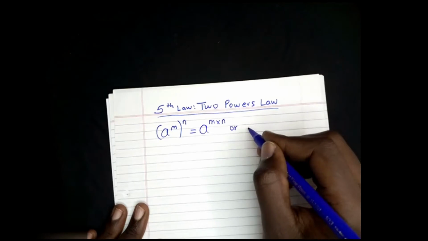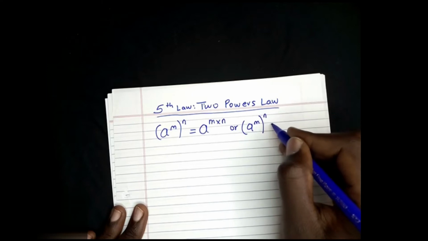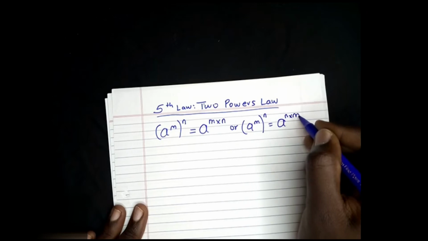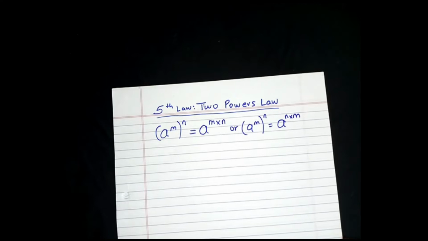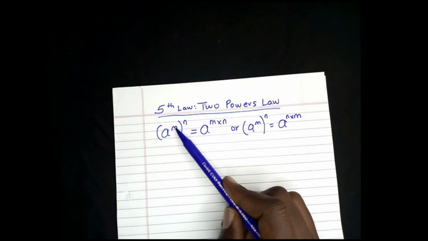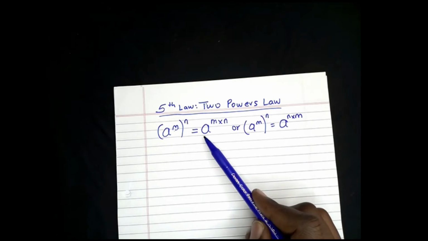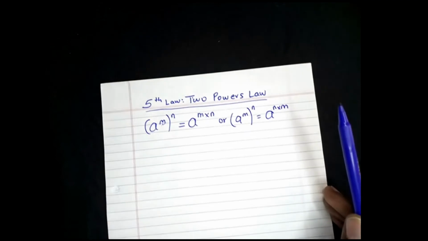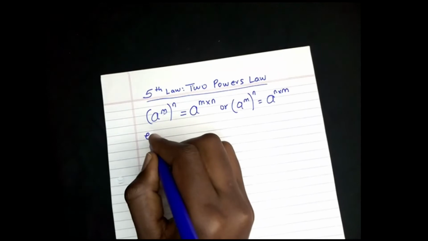And that is how that law is represented. That if a number, say a, with a power, say m, is raised to another power, say n, what you just need to do is multiply the powers. Let us look at a few examples.